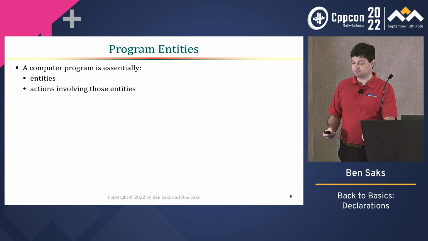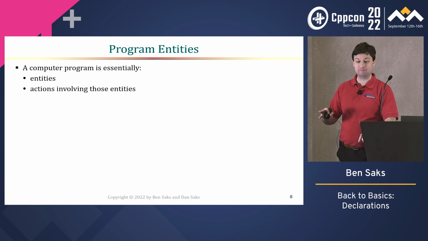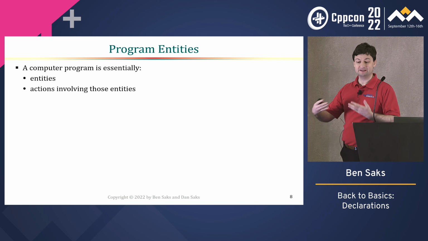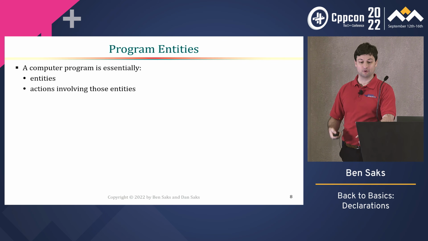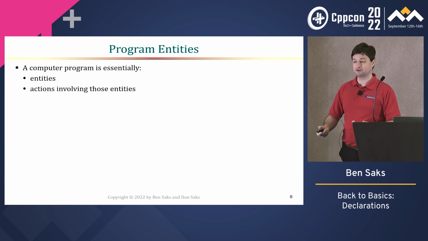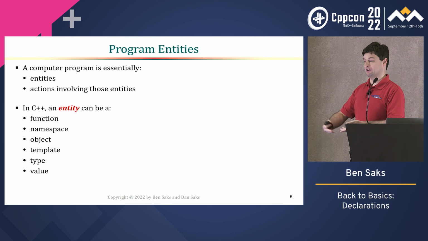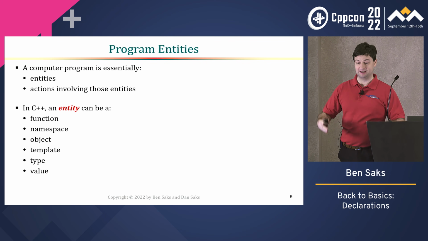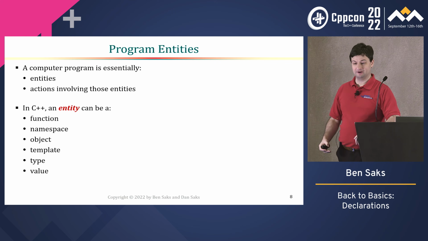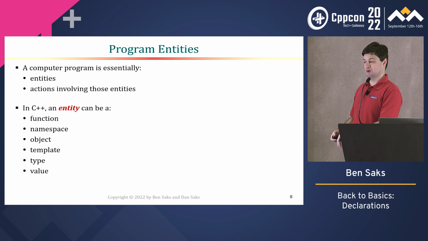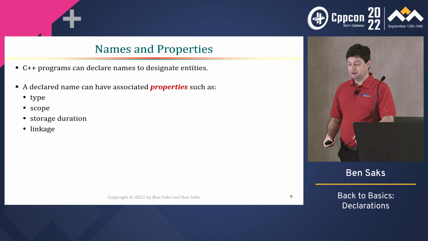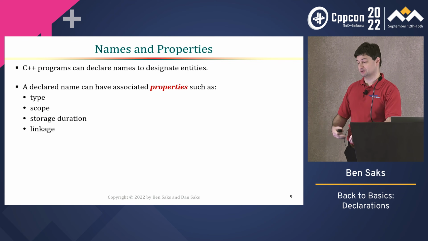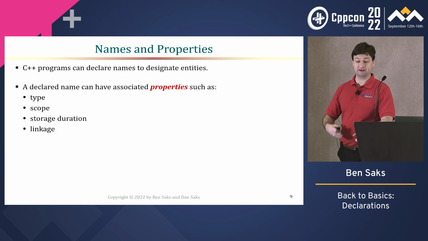All right, so at a very basic level, computer programs are made up of entities and actions that we perform on those entities. I'm using the term entity as a generic thing to describe functions, namespaces, objects, templates, lots of different things that make up our program, because we can have declarations for many of those different things. There are some entities that aren't declared, but many of them are.